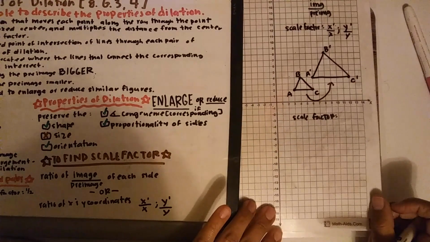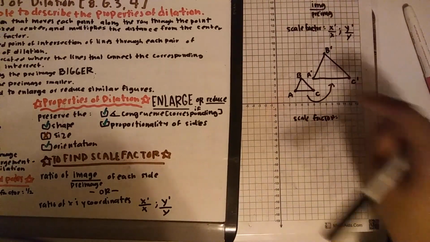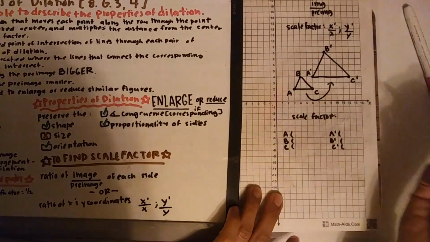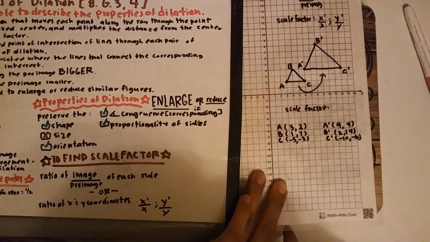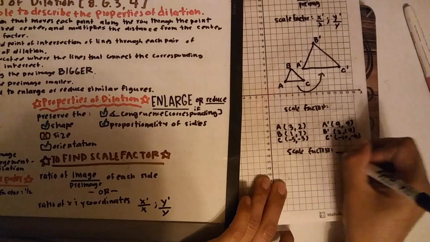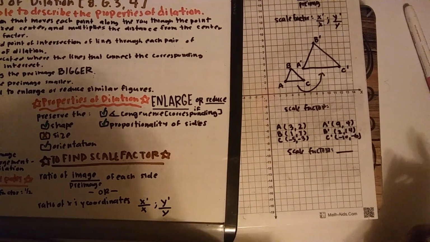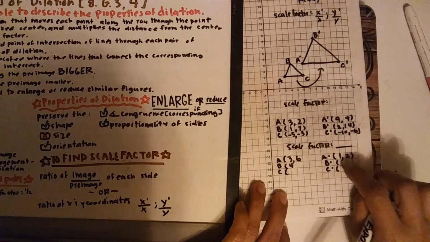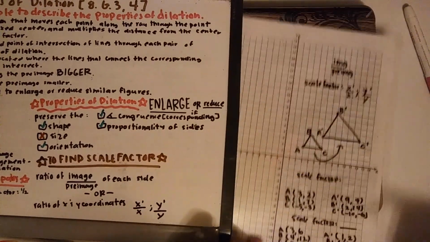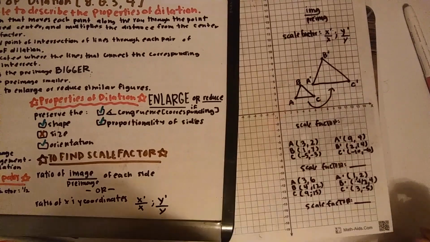Okay, I'm going to give you another one, but this one I'm not going to graph for you. I'm going to actually just give you some ordered pairs, and you're going to have to find the scale factor for me. Okay, so go ahead and give me the scale factor for this one. And go ahead and give me the scale factor for this one again. Make sure that you use this formula to figure out your scale factor.